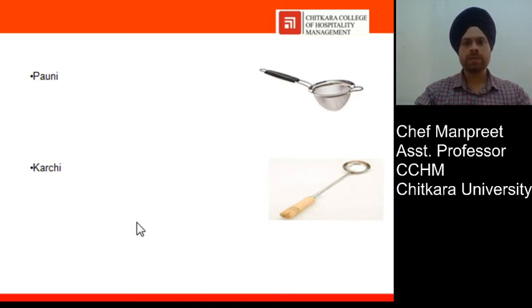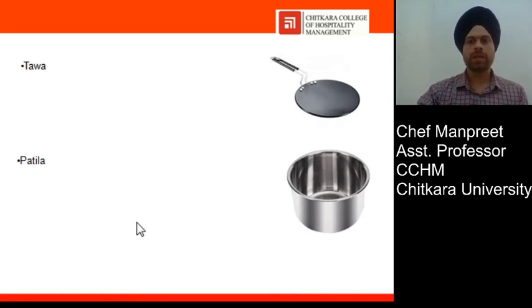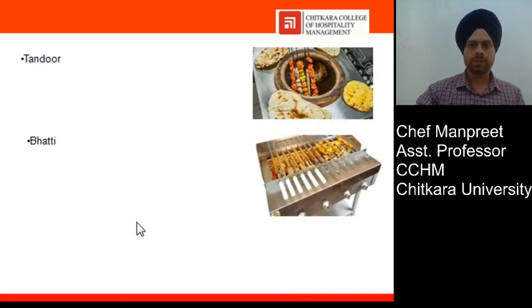preparations in Punjabi cuisine as well as in other cuisines. Tawa in Hindi, in English it is called griddle, and this griddle is used for the preparation of makki ki roti and missi roti and various other rotis which are very much popular in Punjabi cuisine, and we have to prepare them on this tawa. Patila in Punjabi, in English it is called stock pot, and this is used for the preparation of various kinds of gravies and other culinary preparations in Punjabi cuisine.